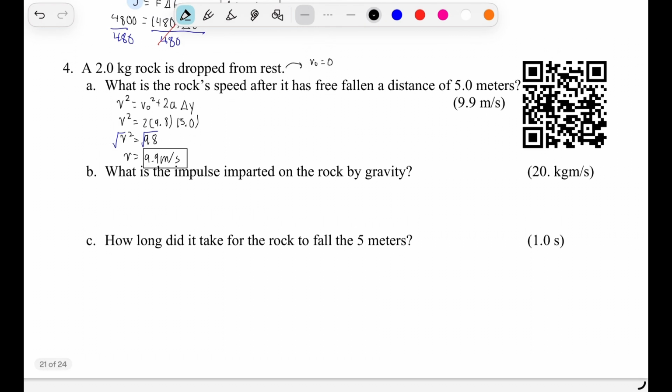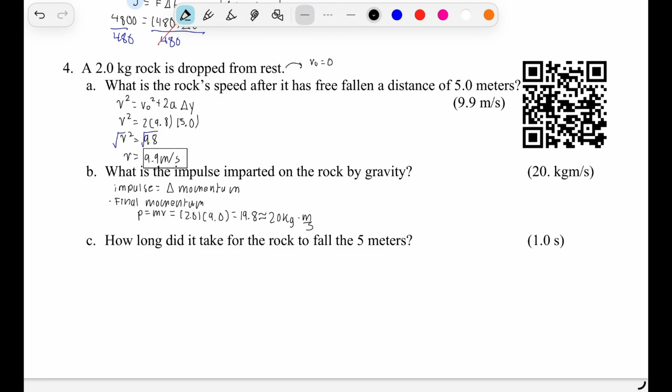What is the impulse imparted on the rock by gravity? So, impulse from gravity, we know that impulse is going to equal the change in momentum. So first we have to find the final momentum. Our final momentum using p is equal to mv, that is 2.0 times 9.9, that is equal to 19.8, which is approximately 20 kilograms times meters per second.